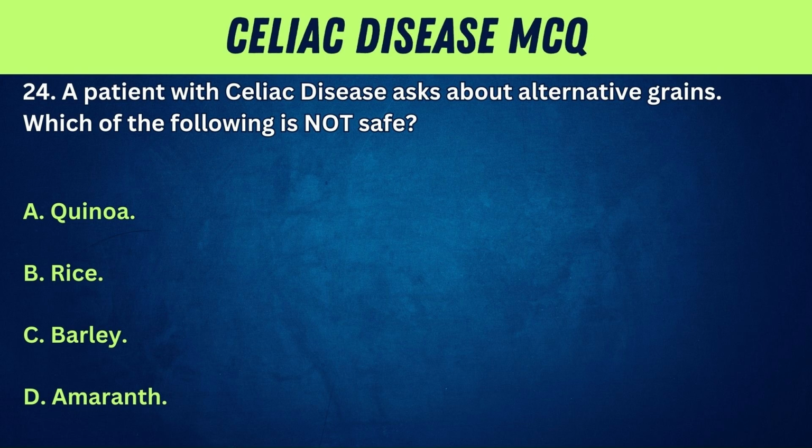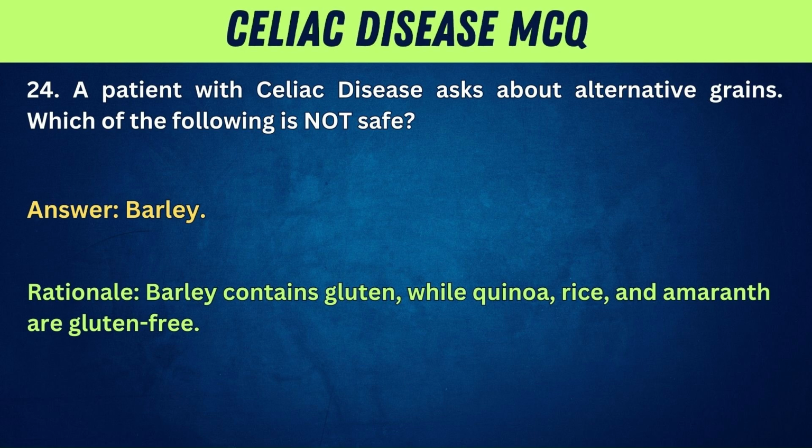24. A patient with celiac disease asks about alternative grains. Which of the following is not safe? A. Quinoa. B. Rice. C. Barley. D. Amaranth. Answer: barley.